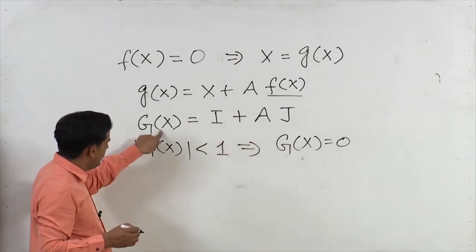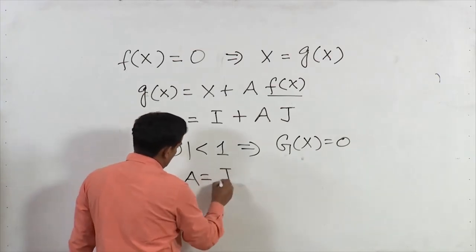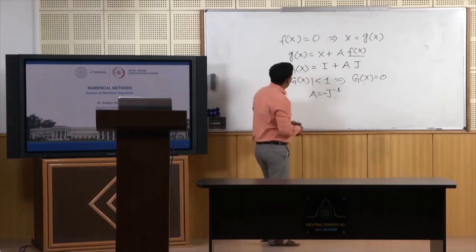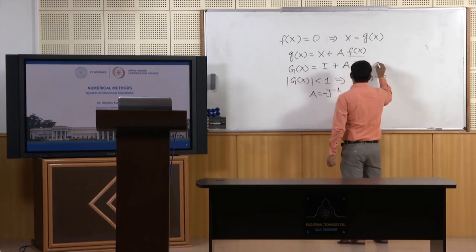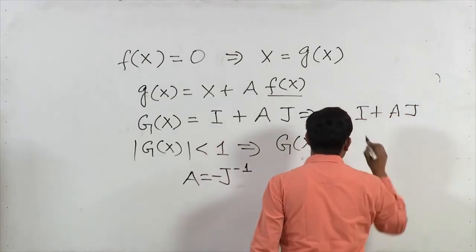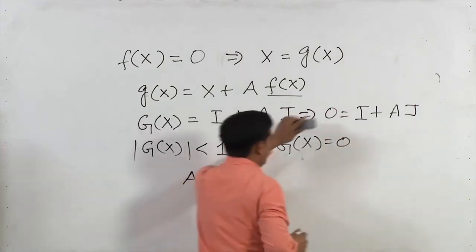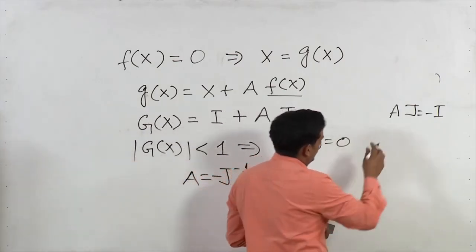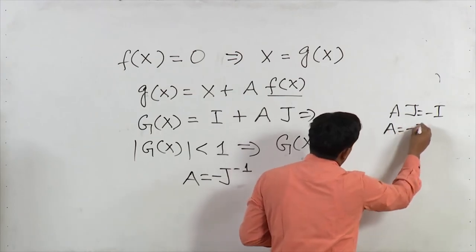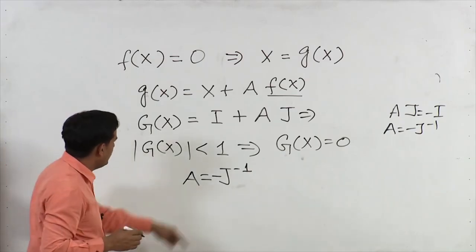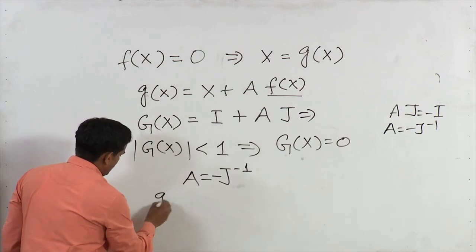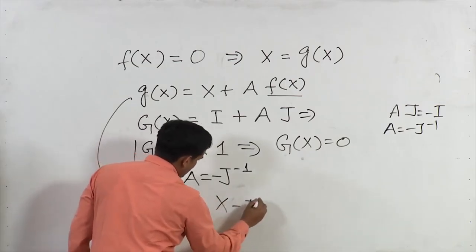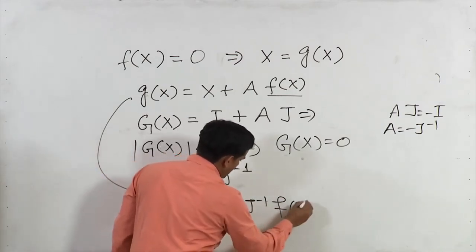So, if I put G of x equals 0 here, what am I getting? I am getting the matrix A as minus J inverse. I can write 0 equals I plus A J, or A J equals minus I, and then if I post-multiply by J inverse, I will get A equals minus J inverse. So, A equals minus J inverse. If I put this here, I will get G of x equals x minus J inverse times f of x.